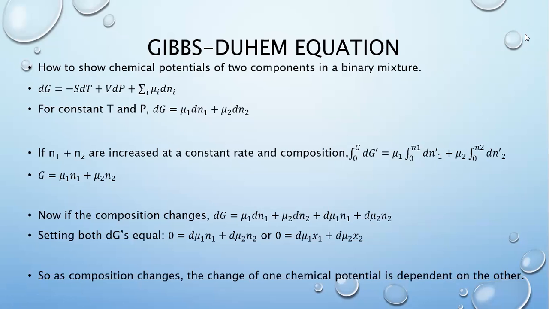So we're going to look at the Gibbs-Duhem equation. This is the way to show how the chemical potentials of two components are related in a binary mixture. First we have to remember how Gibbs is related to chemical potential. Gibbs changes as a function of temperature with negative entropy, as a function of pressure with positive volume, and as a function of moles as the sum of all the chemical potentials.